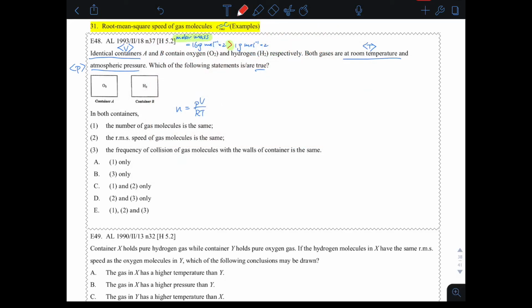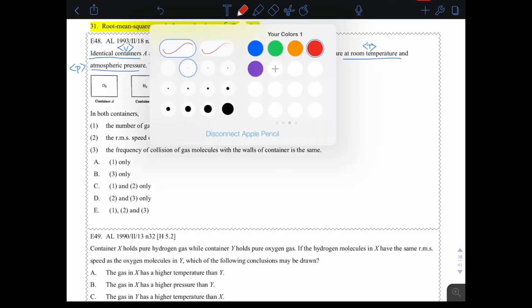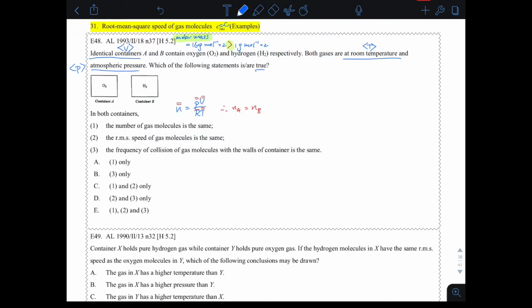And then we look at the situation. They share the same P, equal V because of identical containers, and equal T, while R is a constant, so your conclusion will be the number of moles must be equal. Therefore, n of oxygen must be equal to n of hydrogen. They share the same amount of molecules. Even though one is heavier and one is lighter, it doesn't matter, because in the equation PV equals nRT, we can't see any small m inside. That means it doesn't matter.